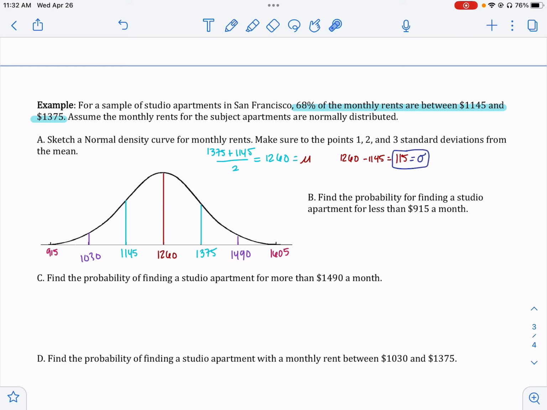So what I've done so far is I've actually made my normal curve with my mean and then my standard deviations away. But this one, if we read the problem, it did not give me my standard deviation, nor did it give me my mean. The piece of information it did give me was that 68% of the rents were between 1145 and 1375.